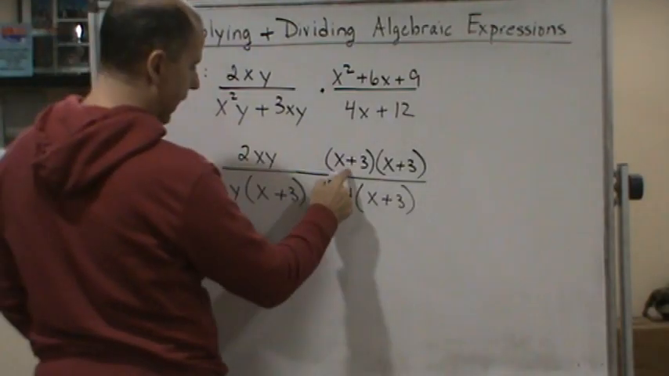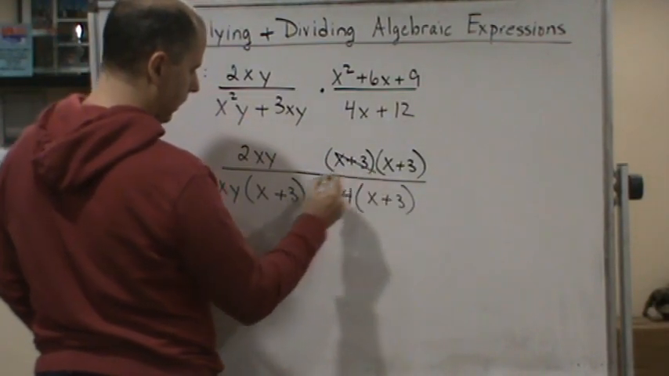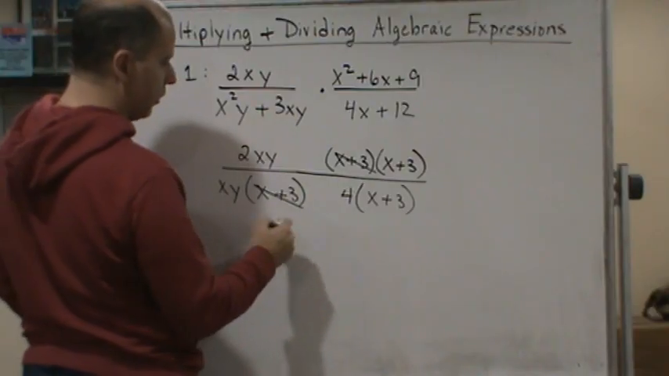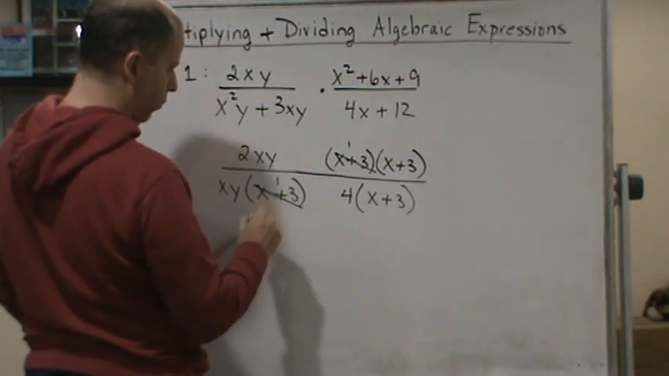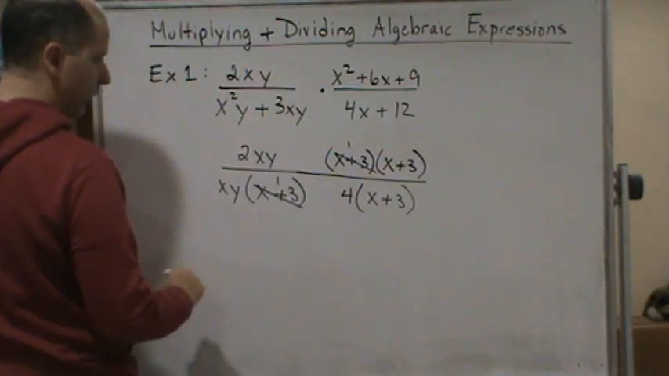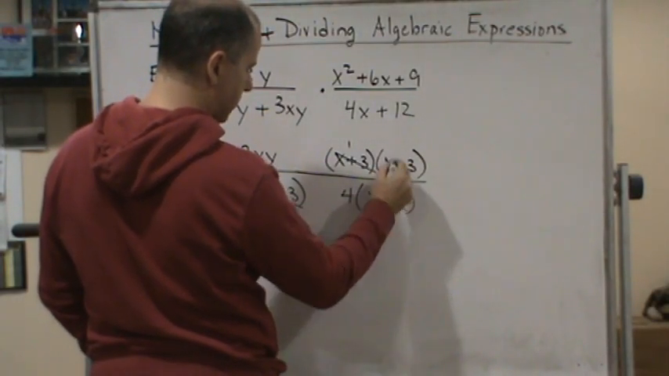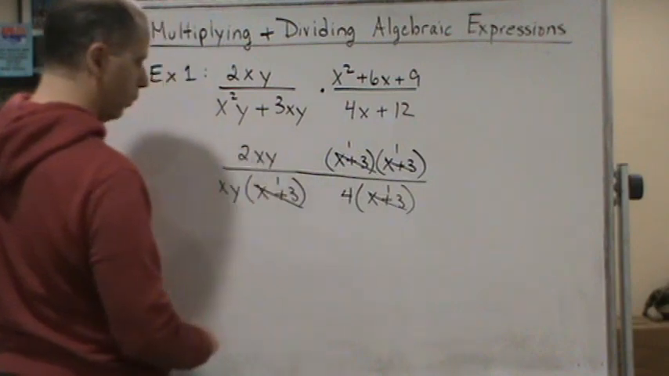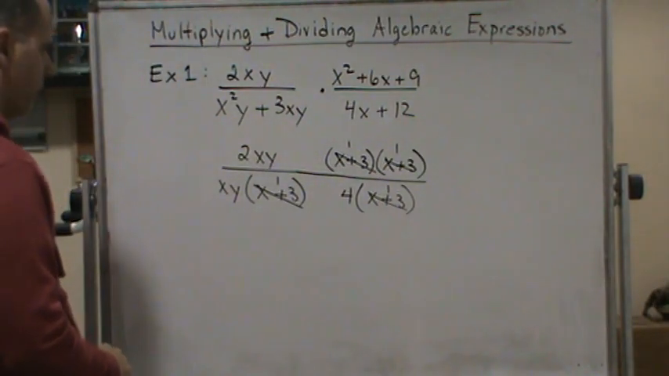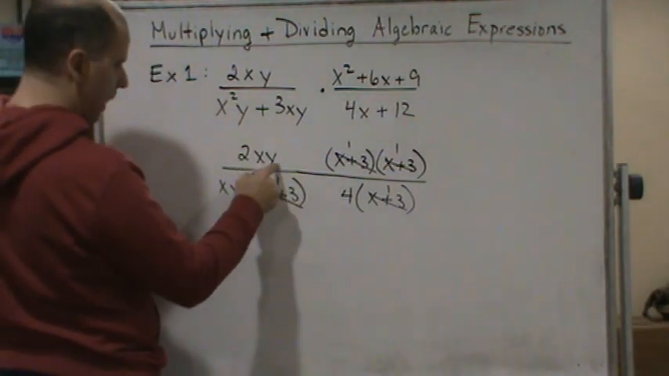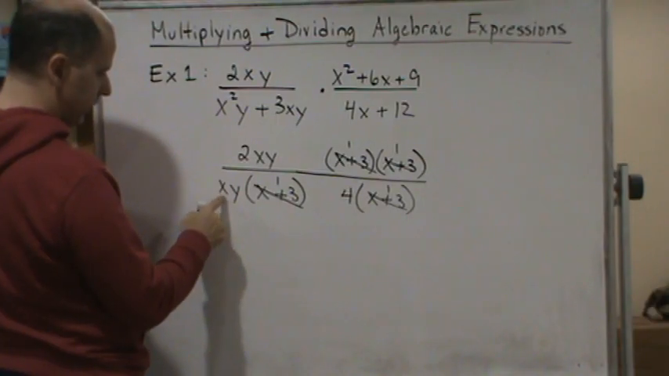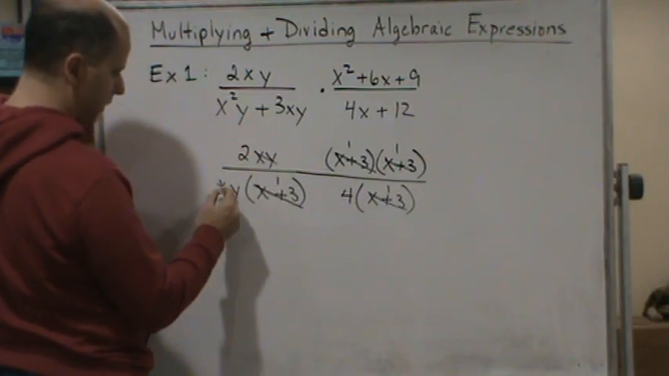Notice how we've got an x plus 3 here and an x plus 3 here. So we can divide those out, and we get 1 and 1. And likewise, we get another one here: x plus 3 divided by x plus 3 gives us 1 over 1. And then we've got x and y here, which cancel with the x and y here, so this is going to be divided out.